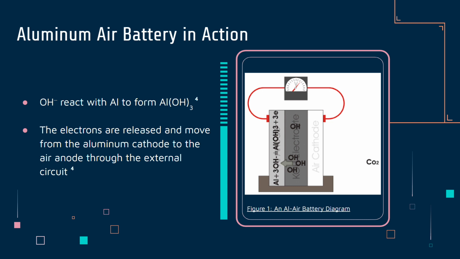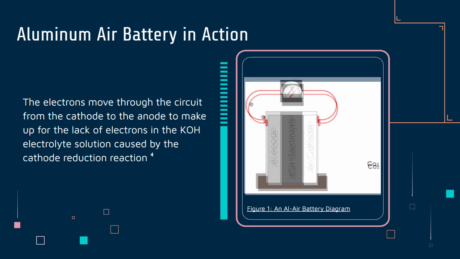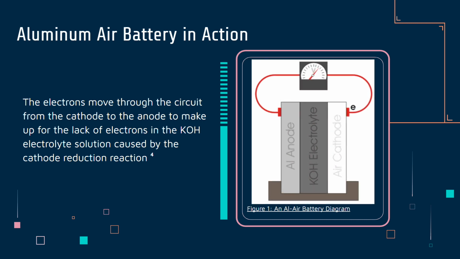The electrons are released and move from the aluminum cathode to the air anode through the external circuit. The electrons move through the circuit from the cathode to the anode to make up for the lack of electrons in potassium hydroxide electrolyte solution caused by the cathode reduction reaction.